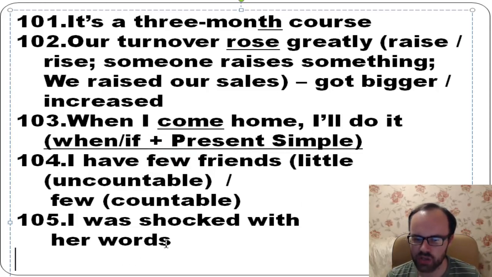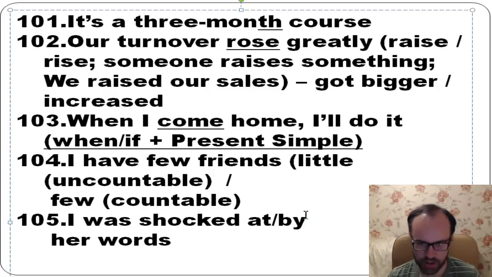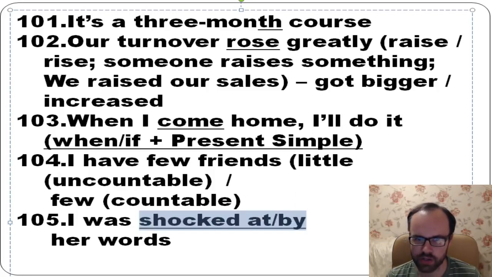I was shocked with your words. So you need to know prepositions. What preposition do we use after shocked? We say shocked at or by. I was shocked at your words, or I was shocked by your words.